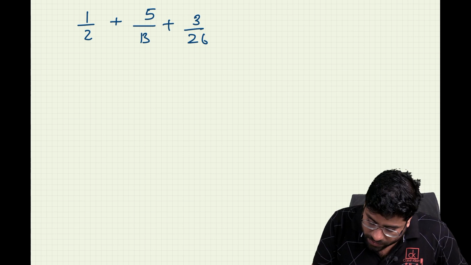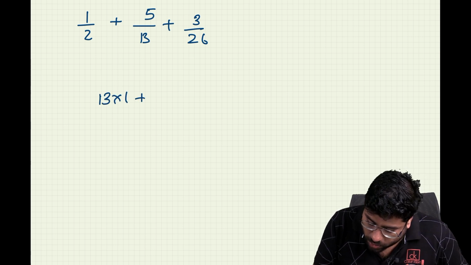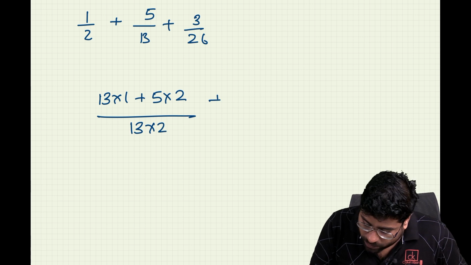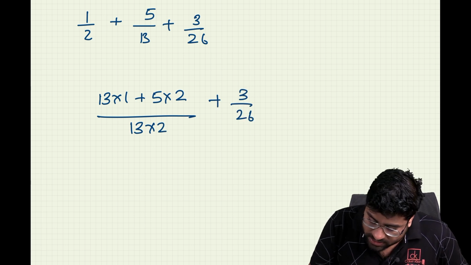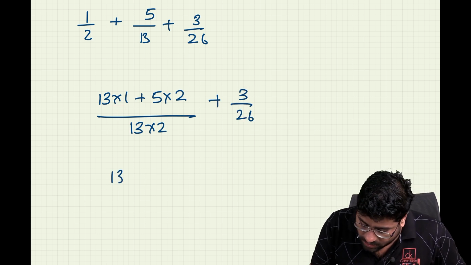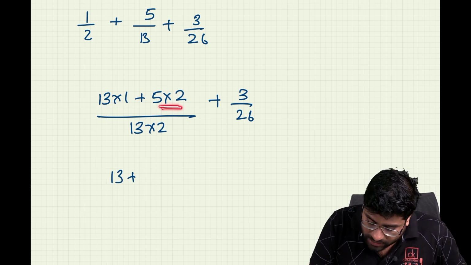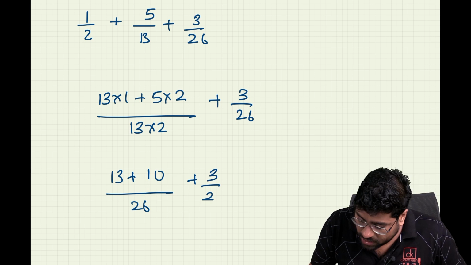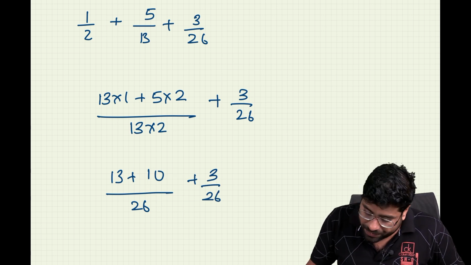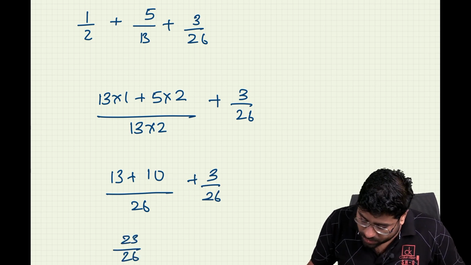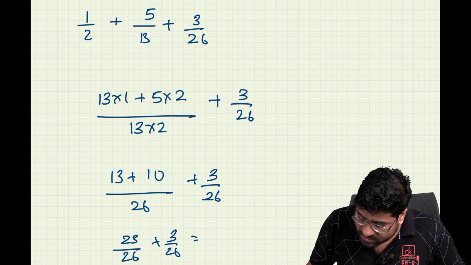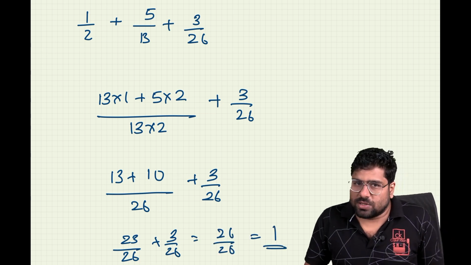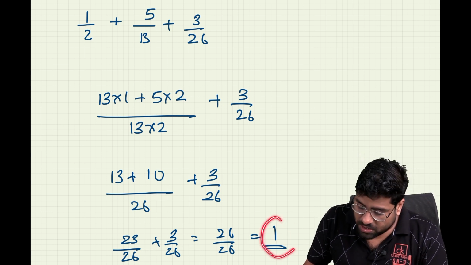So when we are going for cross multiplication, it is going to be 13 into 1 plus 5 into 2 divided by 13 into 2, plus 3 by 26. Now you can see 13 into 1 is going to be 13, 5 into 2 is going to be 10. So it is going to be 13 plus 10 divided by 26 plus 3 by 26. Now what is 13 plus 10? 13 plus 10 is going to be 23 by 26 plus 3 by 26. You will end up with 26 by 26, which is equal to 1 again. So that means that we again got the answer to be equal to 1.